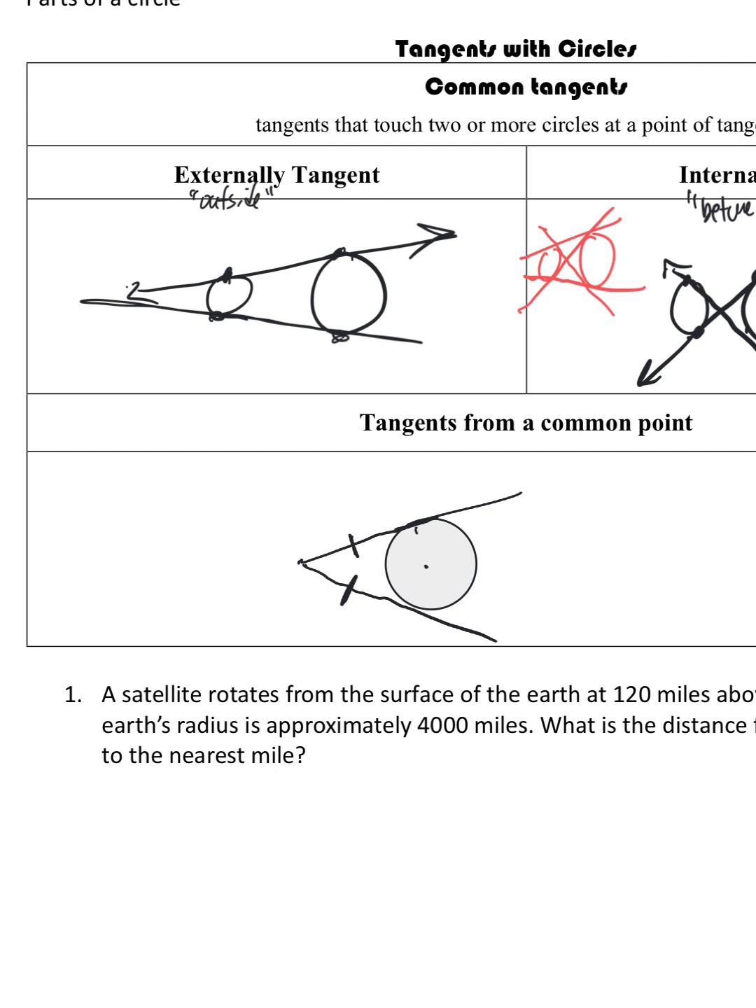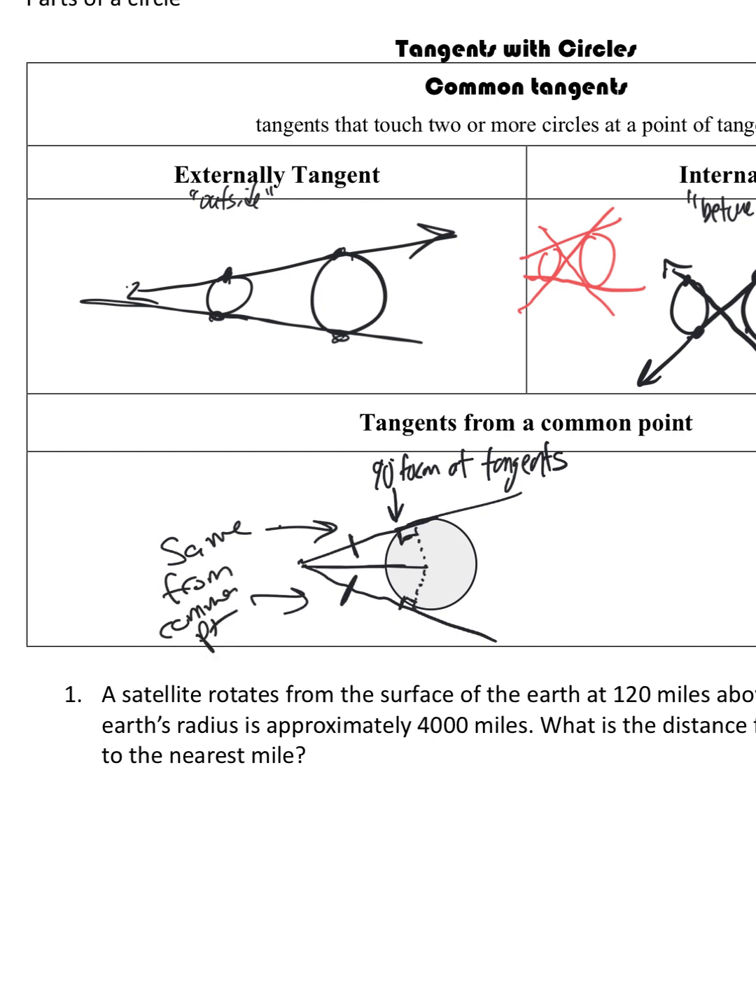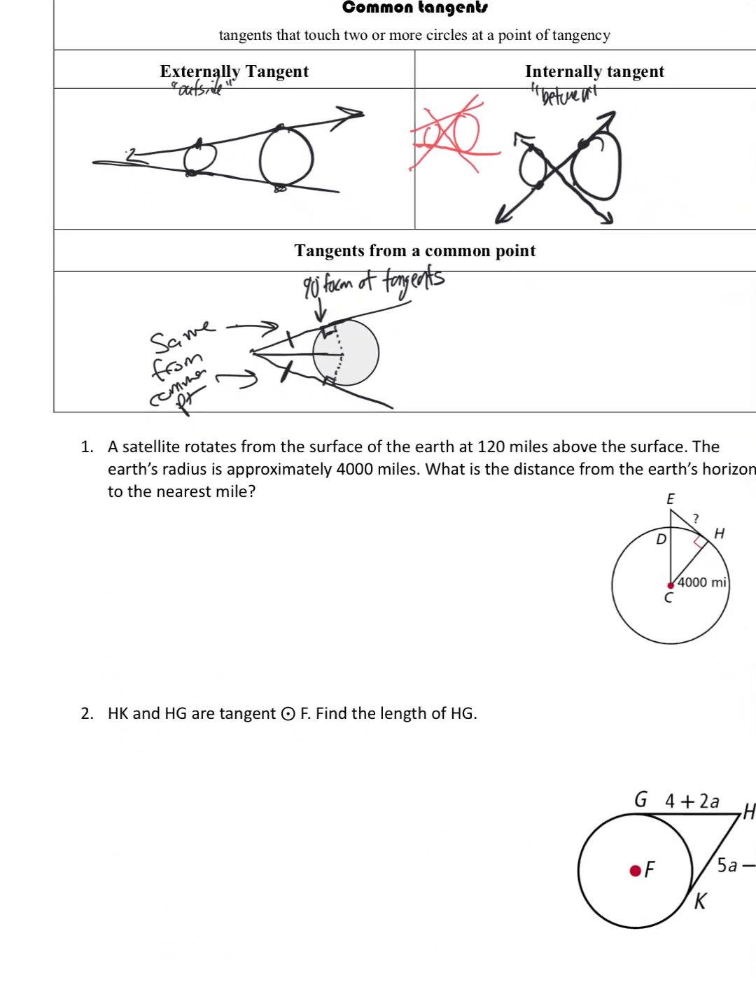Now what's really helpful, and for everybody that loves triangles, because I know we love them, and we're going to revisit them again, tangents actually form 90 degrees. This is important because we can now use things like the Pythagorean theorem. And so we know these two triangles have to be the same, but in general, we know that the tangents are the same from a common point. Okay, so let's look at an example.